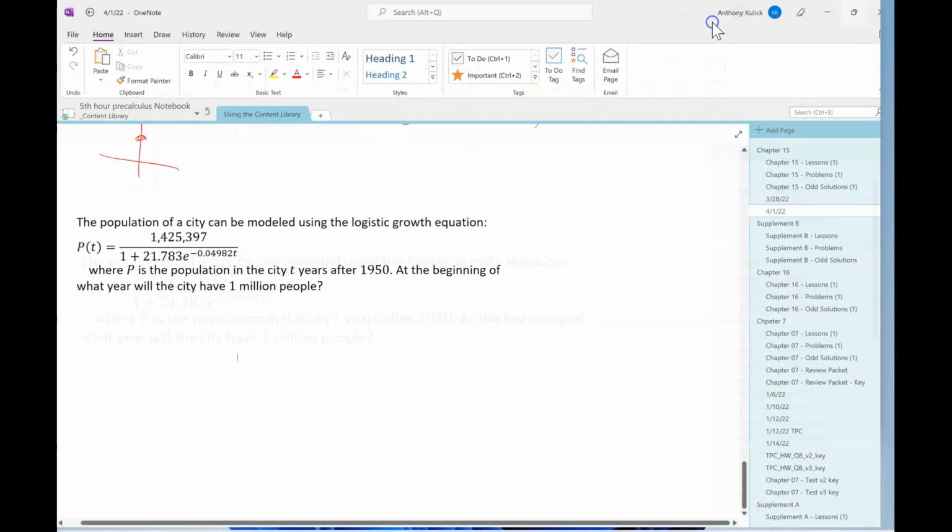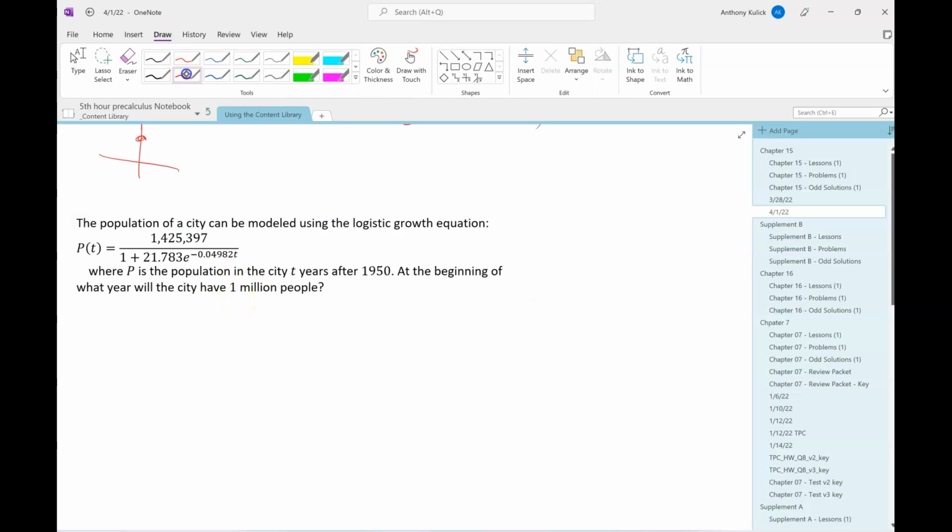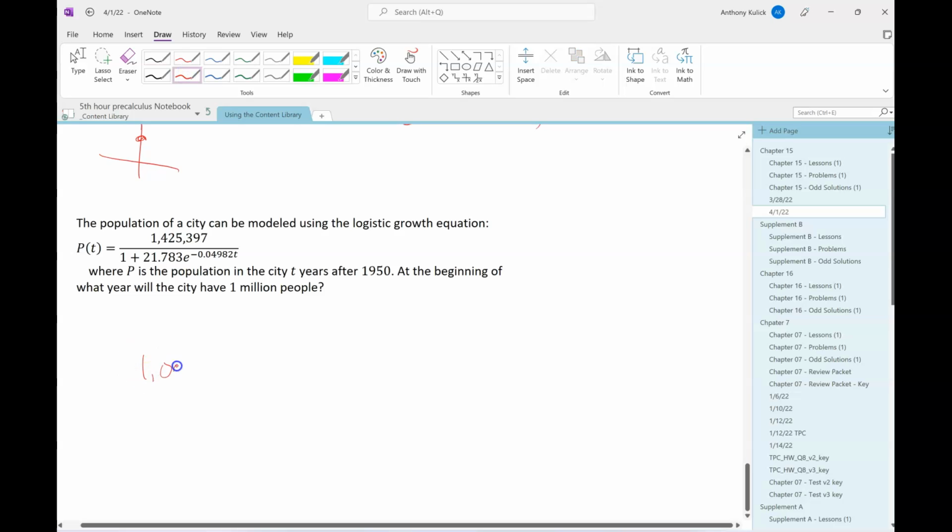Okay. So basically we're recasting this previous problem, this time using a logistic growth model. It says the population of a city can be modeled using the logistic growth equation, where P is the population of the city, T years after 1950. At the beginning of what year will the population have 1 million people? So basically all I'm doing is plugging 1 million in for P of T.